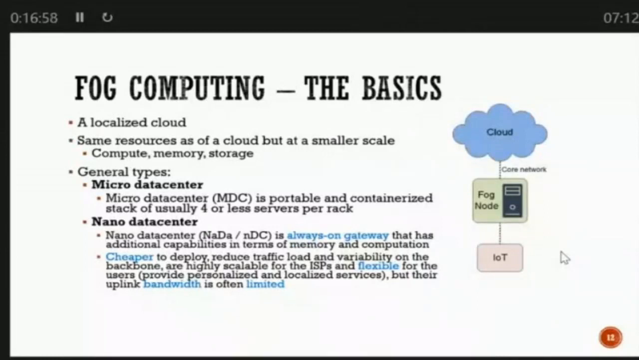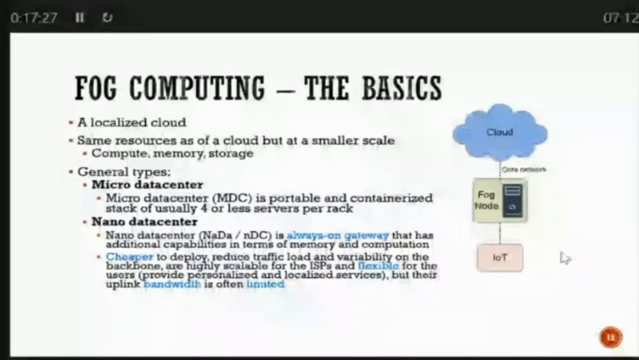Cloud is accessible over the internet and cloud is multi-hop. Okay, it is accessible over the core network. In case of fog, it is localized, it's nearby. For example, it's within the building or it's within the city, not more than that. This is a localized cloud and this is known as fog. So the main difference is the location.